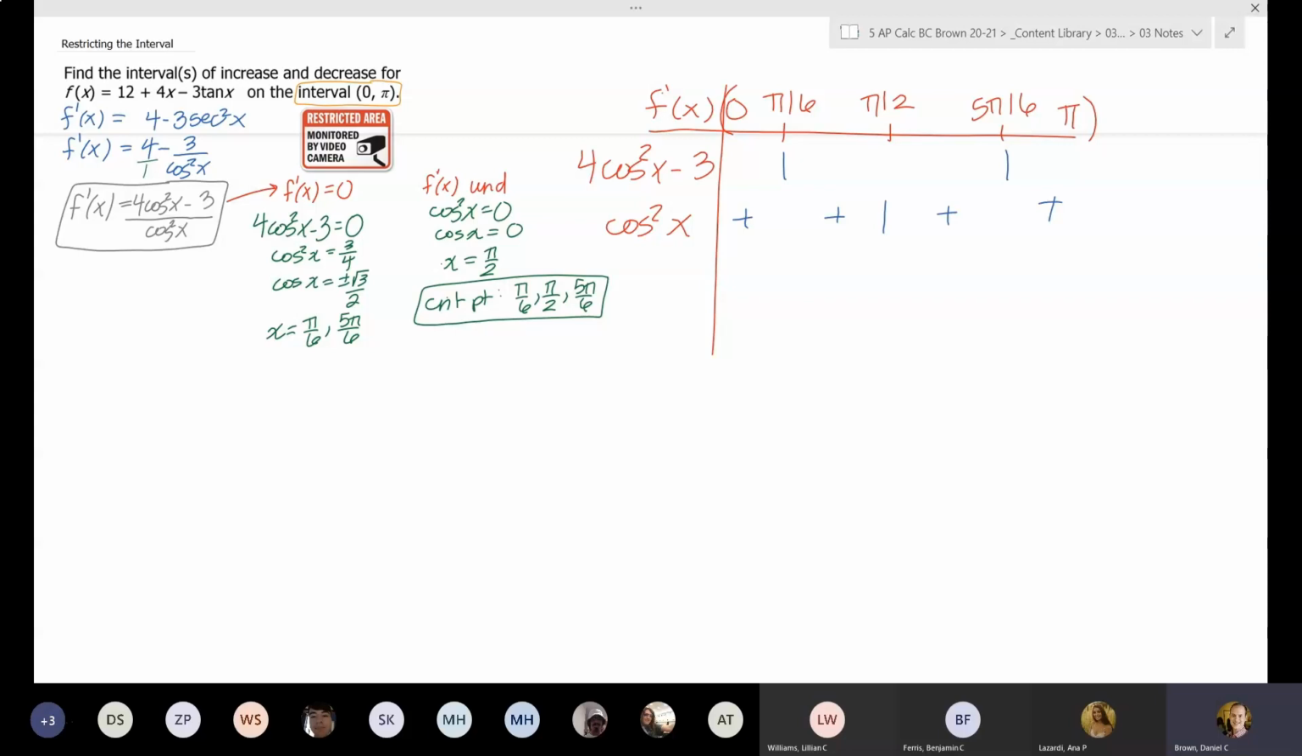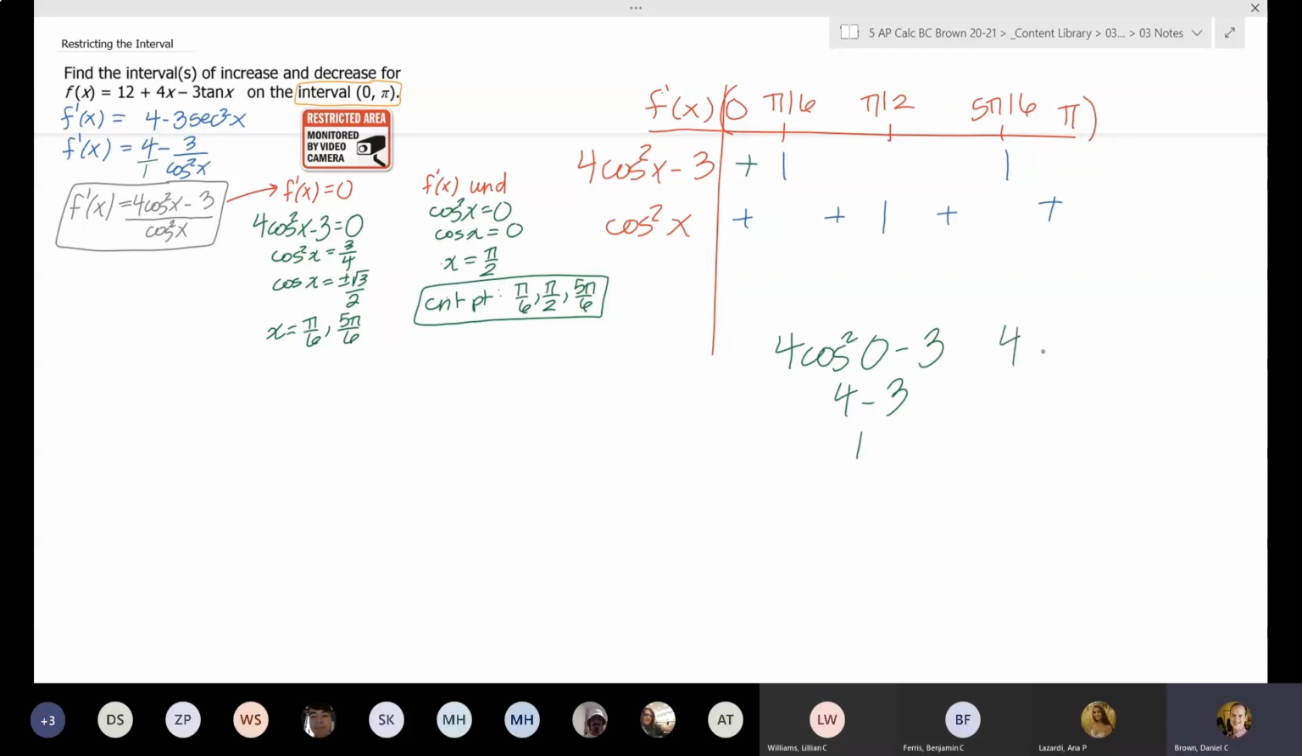Same thing with pi, it's pretty close to 5 pi over 6, just slightly beyond it. So I'm going to show you what I'm doing for that first interval. I'm thinking, what is this factor doing when x is 0? Well, the cosine of 0 is 1, so I have 4 minus 3, which gives me 1. Again, I don't really care about the number, I just know that it's positive, so this interval is positive.